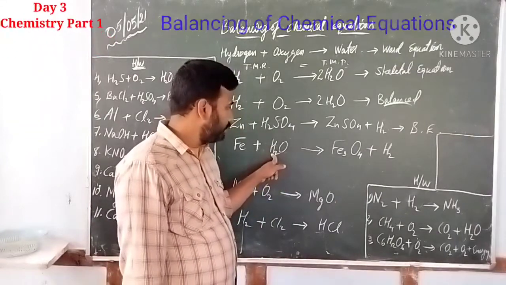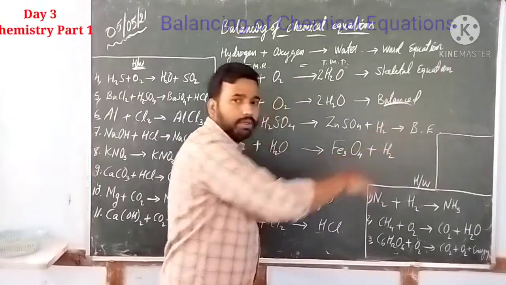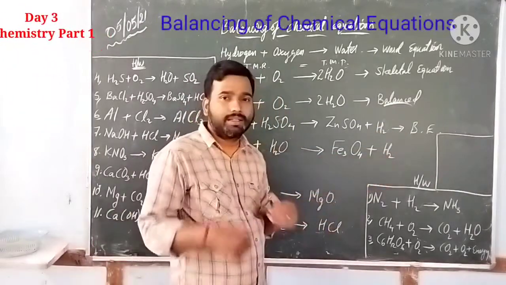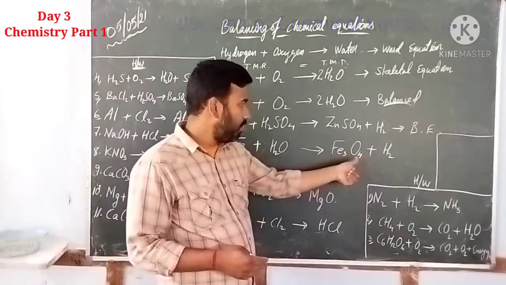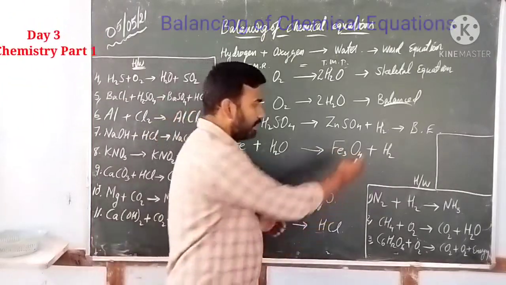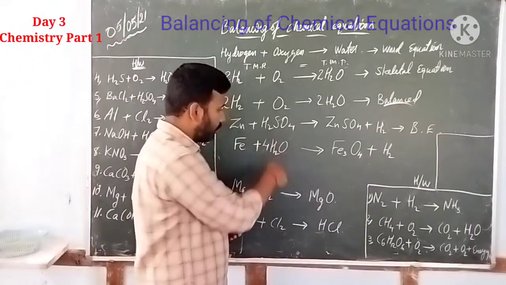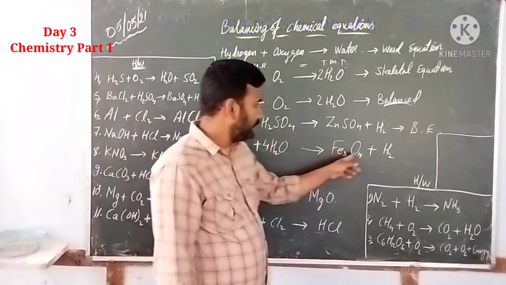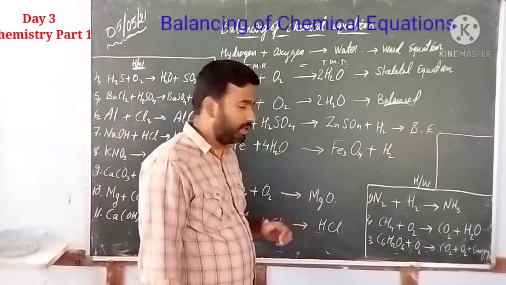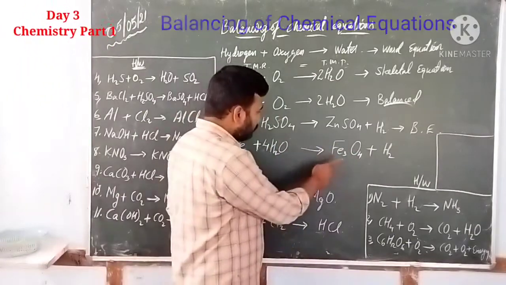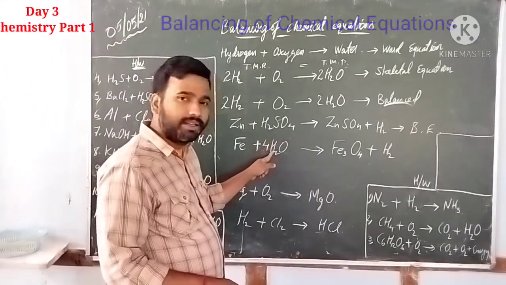Here you can see 2 atoms of hydrogen on the left hand side, and 2 are already there on the right hand side. So in order to balance, we have to make 4 atoms of oxygen on the left hand side. So here we need to add 4. So the number of oxygen atoms is now balanced on either side of the equation. Clear?